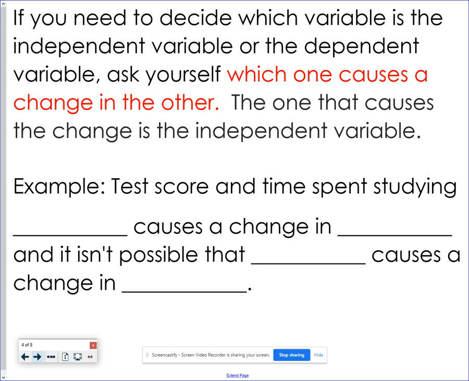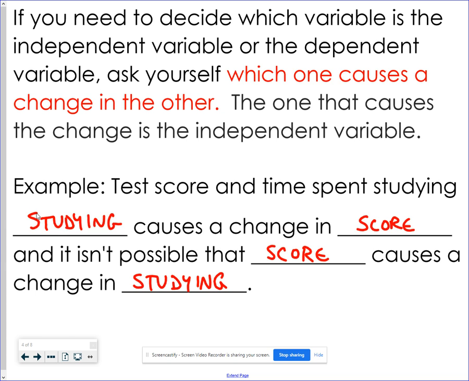So if we're just looking at, and I know this isn't a perfect story here, but if I want to know which thing affects the other thing, so we've got a person's test score and the time that they spend studying. Which thing causes a change in the other thing? I would say that the time spent studying causes a change in their test score. But not the other way around, right? A test score doesn't go back in time and change how much time you spent studying.